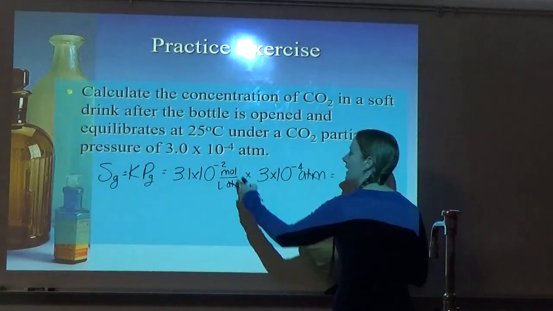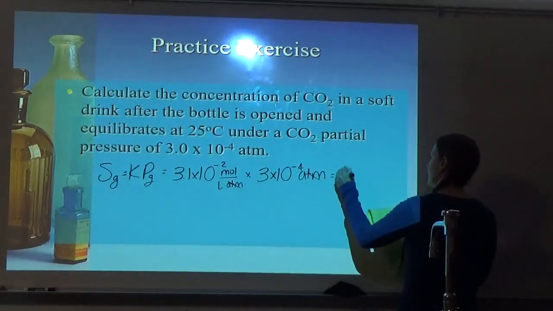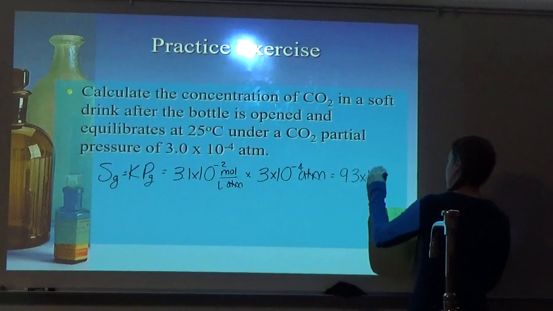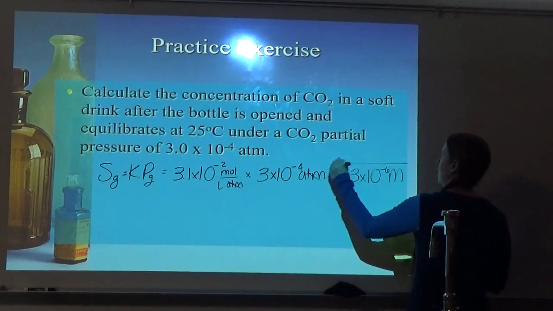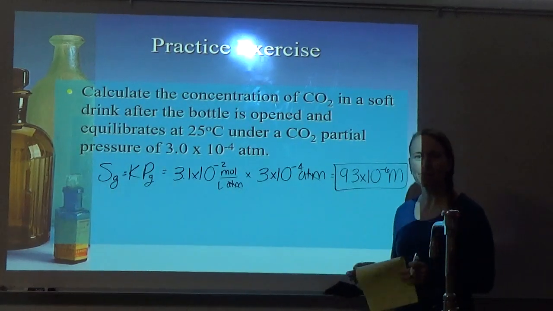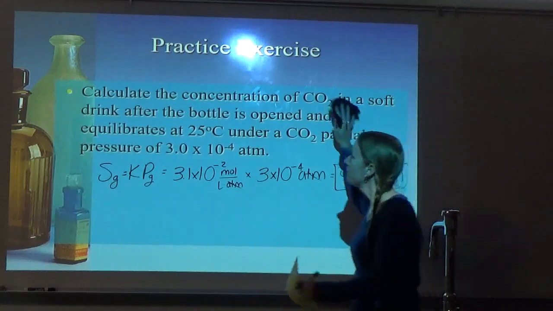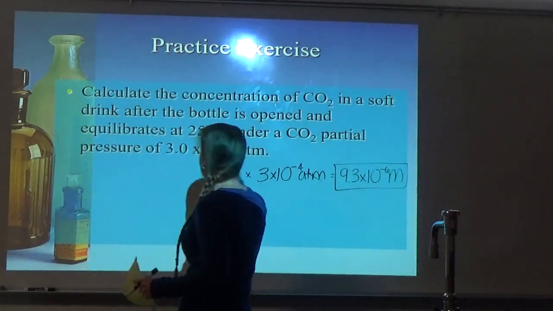So my atm's cancel, I'm left with moles per liter, which is molarity. And so I got 9.3 times 10 to the negative 6 molar. Just like that. Alright, so hopefully that was pretty easy. I mean, it should have been. You're just multiplying two numbers.